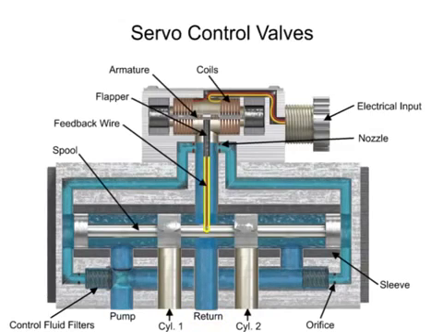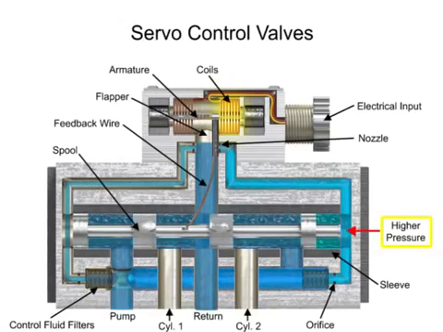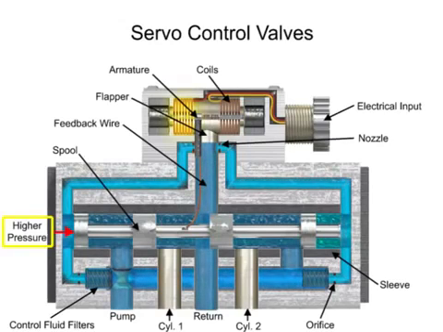A feedback wire attached to the flapper terminates in a ball end that sits in a very close-fit slot in the spool. When the torque motor coils receive a current signal, the armature rotates clockwise or counterclockwise and pushes the flapper closer to one nozzle and farther away from the opposite one. This allows pressure to increase at one end of the spool and decrease at the other. The spool then starts to move away from the higher pressure. If the armature turns clockwise, pressure builds on the left end of the spool and it moves to the right.